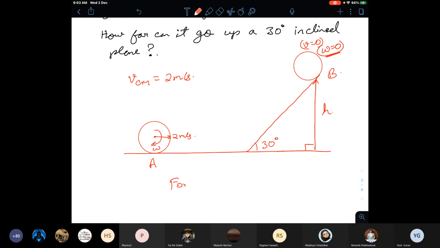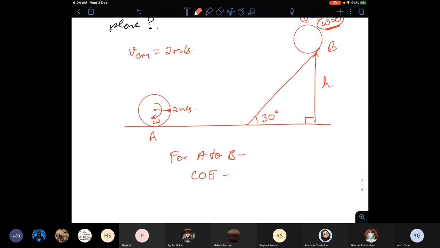So for A to B motion, I will apply conservation of energy. So I can write kinetic at A plus potential at A is equal to kinetic at B plus potential at B. Let's now calculate the kinetic energies and potential energies at these 2 points.